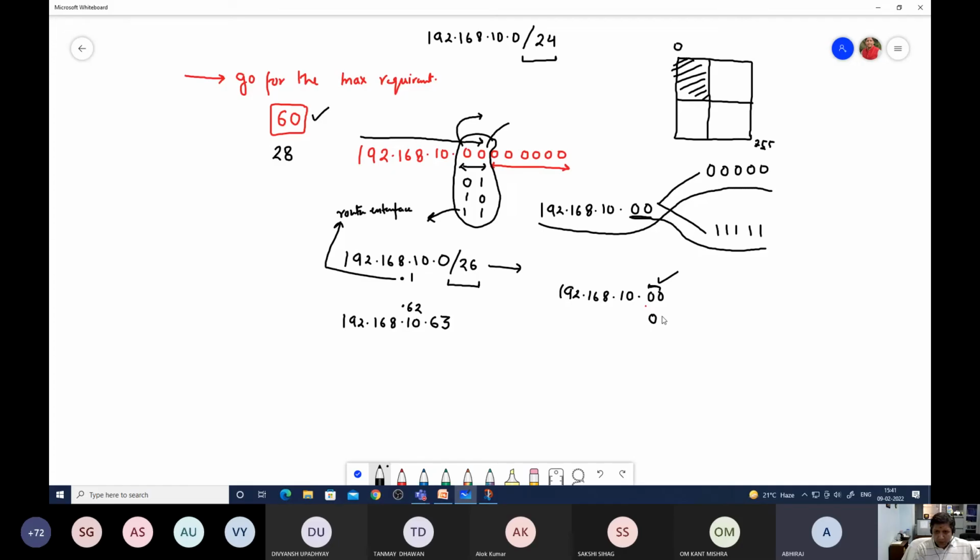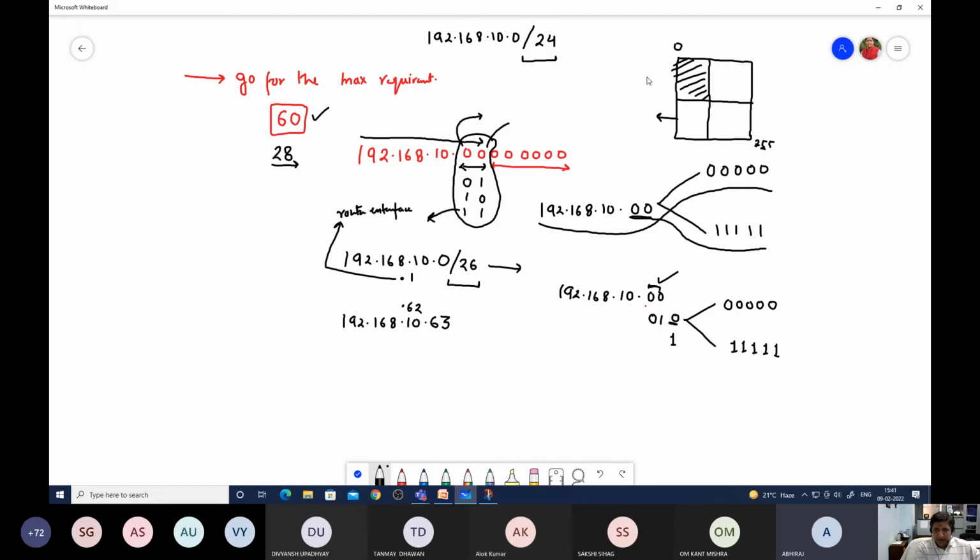Next combination is 01. Now to get 28 hosts, how many bits are needed? 5 bits. So 01, and now 1 bit is remaining. It can move in two ways, 0 and 1, and the rest 5 bits can move from all 5 zeros to all 5 ones. So what we are doing is picking up the second partition. We have partitioned into 4 parts, and now we are picking the second partition.